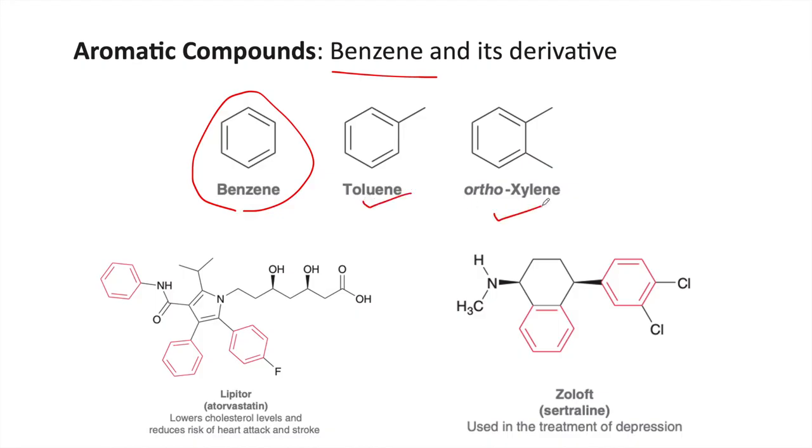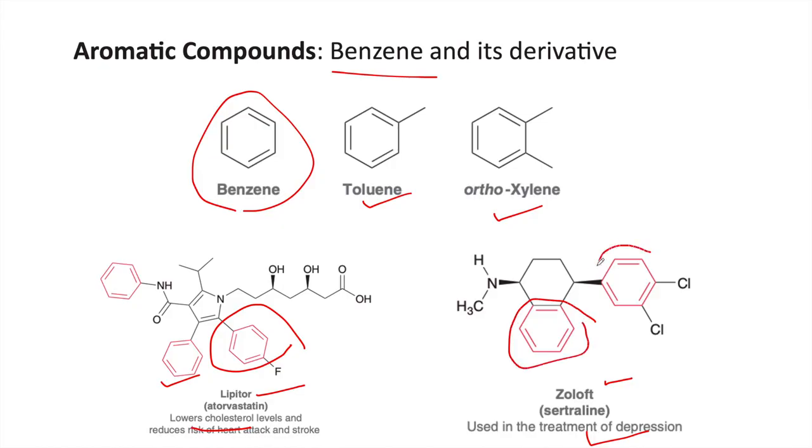These are aromatic compounds. If you look around at the structures of drugs, these drugs contain some aromatic compound in them. For example, Lipitor. Lipitor is used for treatment of cholesterol. It lowers the cholesterol level, and if you see the structure of Lipitor, there is a benzene ring present. Similarly, there is Zoloft. It is used for treatment of depression. The Zoloft structure contains a benzene ring.